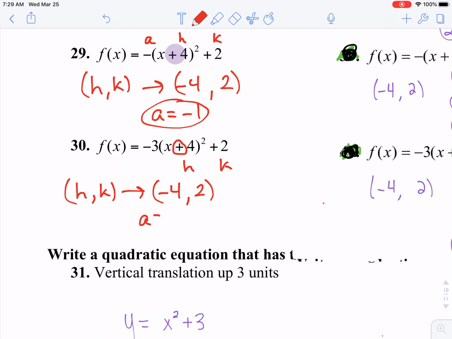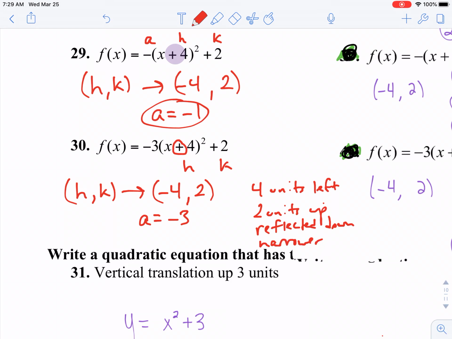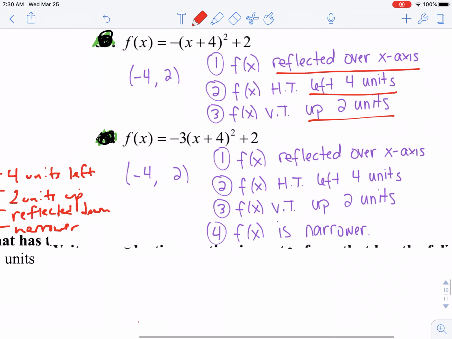Your a value is negative 3. So this is going to be 4 units left, 2 units up, reflected down, and narrower, because a is 3. Whenever the a becomes a number higher than 1, it's narrower. When a is a fraction that's less than 1, it's wider. Okay, and here's all those answers right here. Hope this helps.